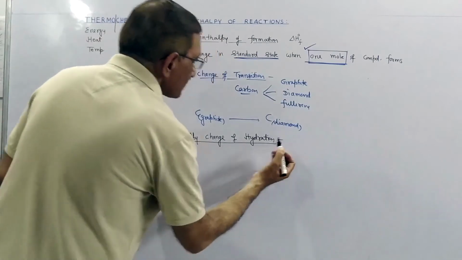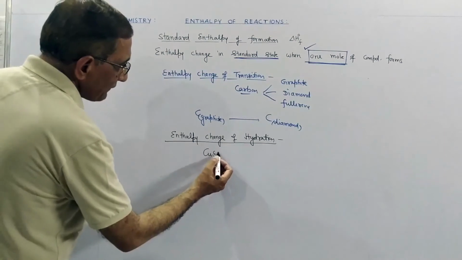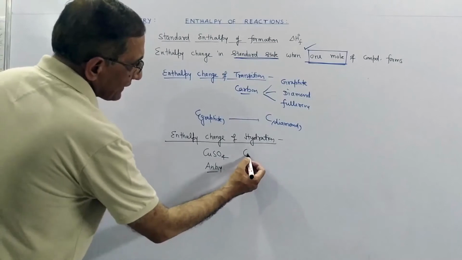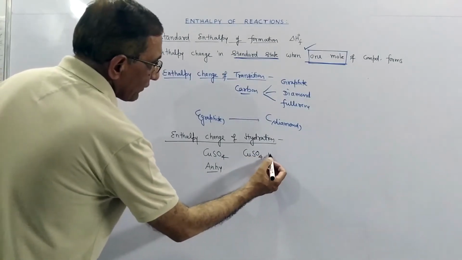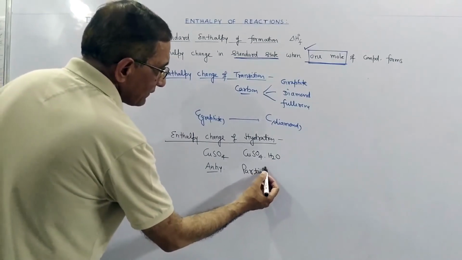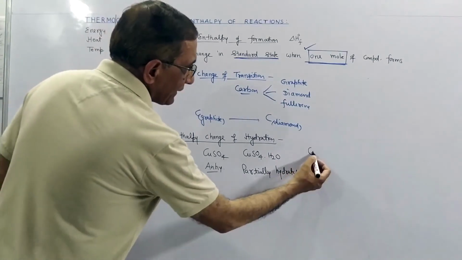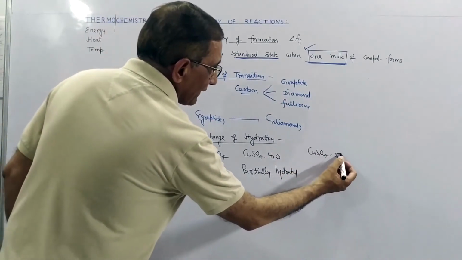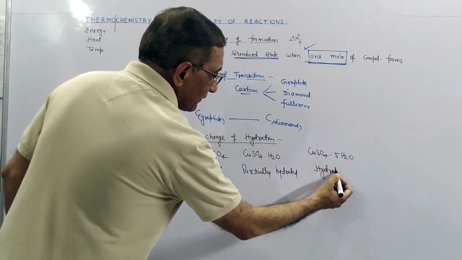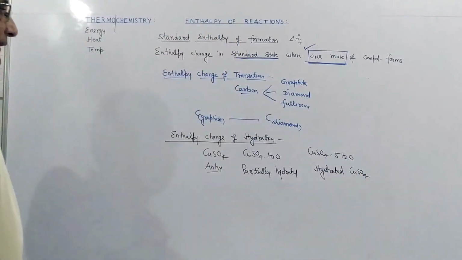All of you know what is hydration. We have this copper sulfate. This copper sulfate is anhydrous. If we write copper sulfate dot H2O, it will be partially hydrated. If we write copper sulfate dot 5H2O, it means it is hydrated copper sulfate. Okay. So now what happens?